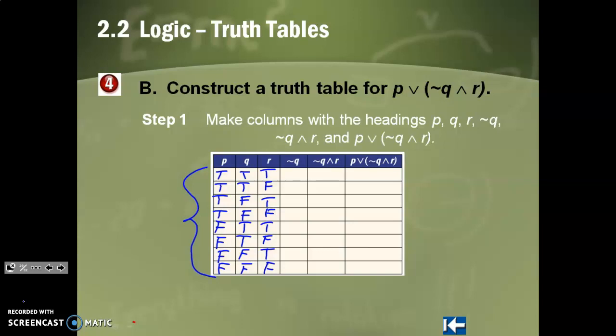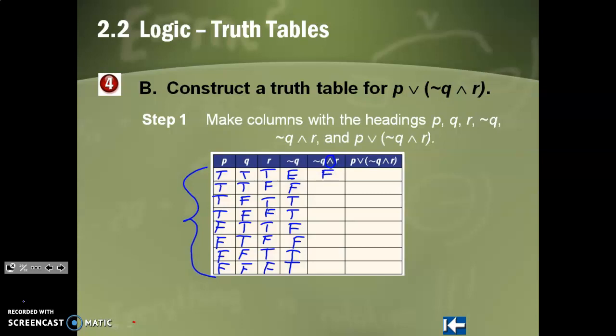So we must also fill out the not Q. Not Q is just going to be the opposite of our Q. So false, false, true, true, false, false, true, true. Not Q and R. So here is and. Remember that one's and, so it looks like an A. So here we need both of them to be true. The first one, not Q, is false, so that's automatically going to be false.